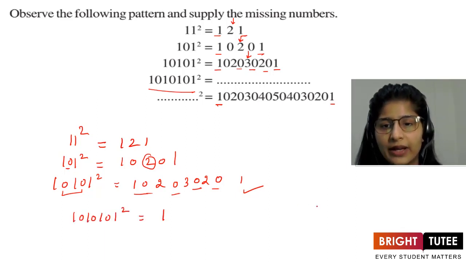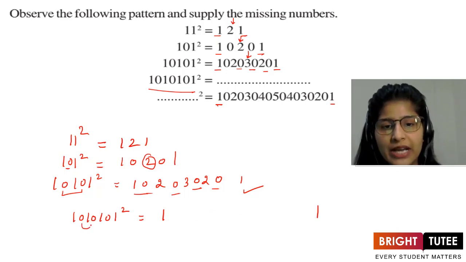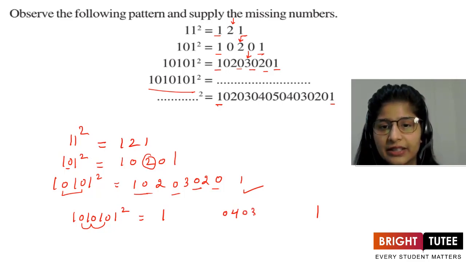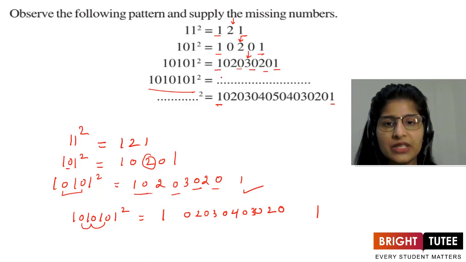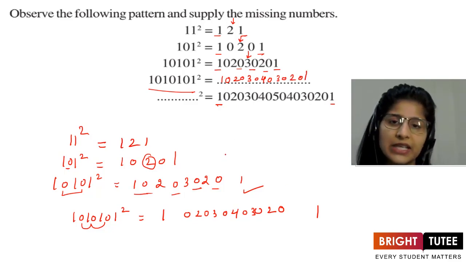So 1 and 1, the first and the last digit are fixed. What about the middle term? How many zeros do we have? 3 here. Yes, so we will reach up to 4. 4 will become the middle term. Is that clear? 4 will become the middle term, and before 4 add zeros, then write 3 on both the sides, add zeros on both the sides, then write 2 on both the sides, add zeros on both the sides. So this will be the answer of this. That means we have to write 10, 20, 30, 40, 30, 20, 1. Like this will be the answer for this one.